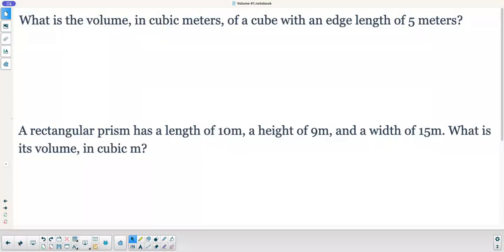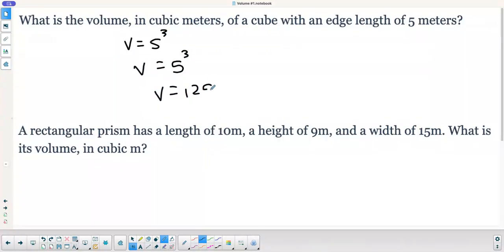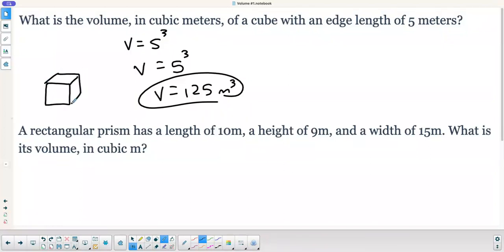A cube. Now this wasn't on your formula sheet, but a cube is basically a prism. So your volume is just side cubed. So this would just be 5 cubed. If the side is 5, it's 5 times 5 times 5. And your cube would look something like this. All sides are the same. So it's 5 times 5 times 5.